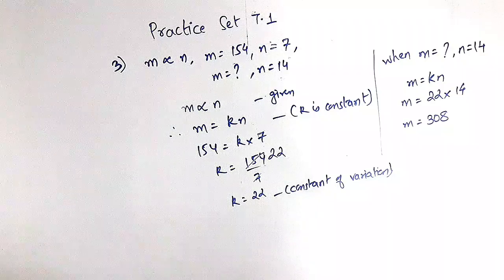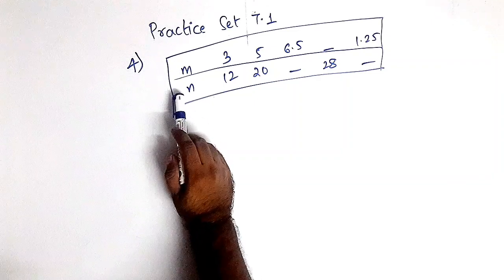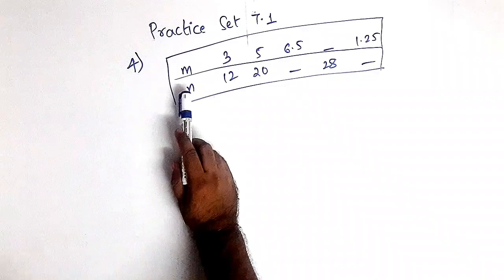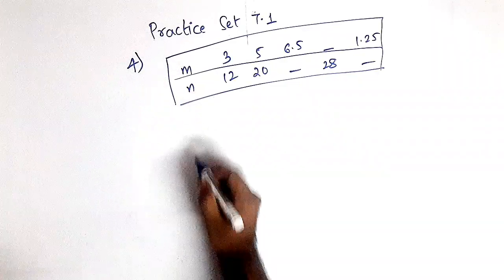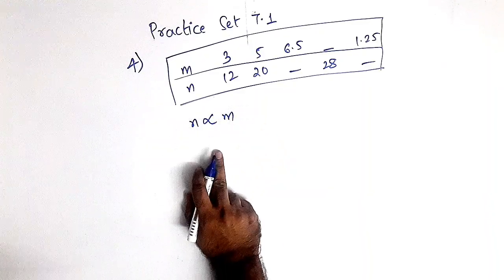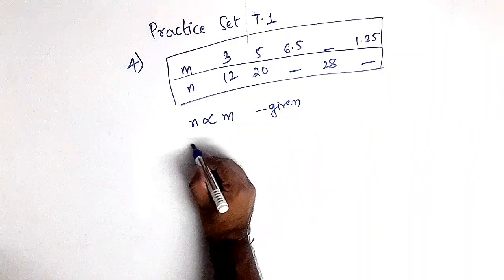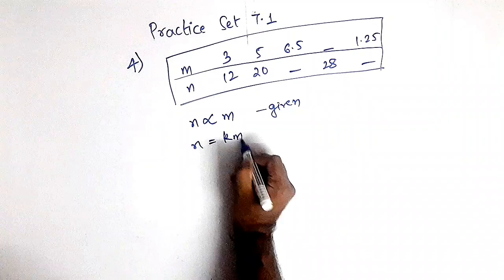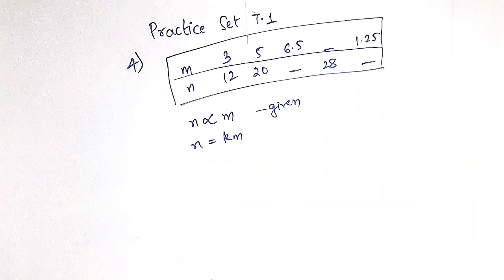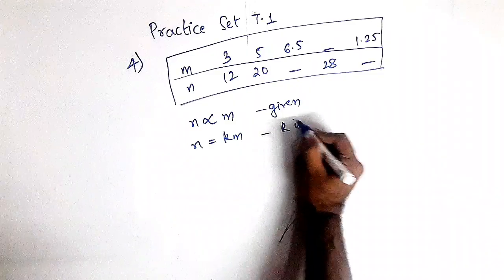Let us move on to the fourth one. Now in the fourth one, you can see it is not given m varies directly with n, it is given n varies directly as m. So you have to write it like this: n varies directly as m. You have to read it carefully and then write. Okay, then you can write here this is given, then you will write n is km. Now because n is equal to km, we will write here k is a constant.